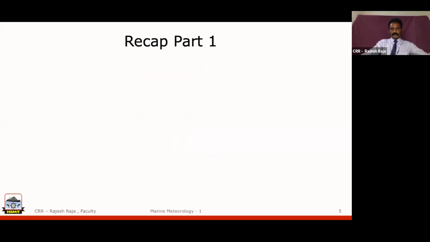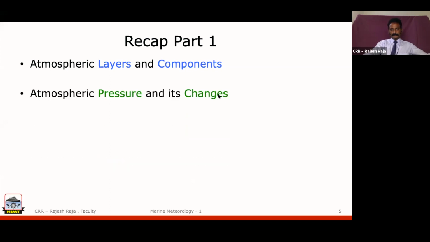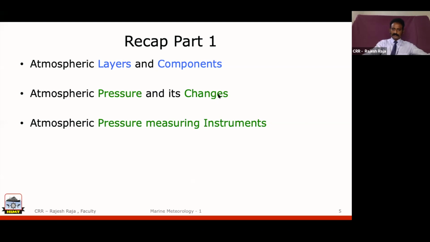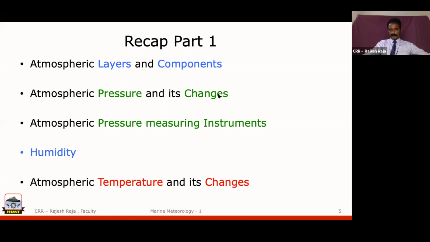Let us quickly do a recap of what we did last time. It's a good practice to know what we covered last time so that we are on track. We saw the atmospheric layers, components, pressure and its changes. Measuring instruments, we didn't go too deep, but we did a little bit. I'm going to add some more before I start on the main topics. It's worthwhile because there was a doubt also. We talked about humidity and temperature and its changes in brief. We are going to continue from here.